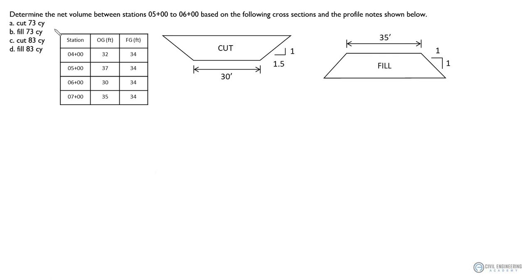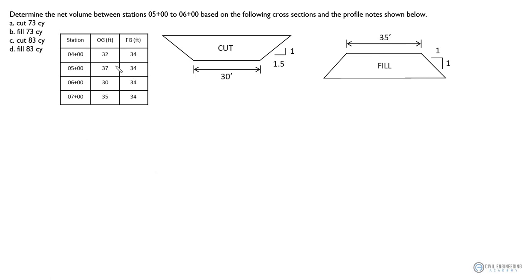This is Jason. All right, so this question says, determine the net volume between stations 05+00 to 06+00 based on the following cross sections and the profile notes shown below. Okay, so we have a table here that shows the original grade and the finished grade for each station from station 04+00 to 07+00.